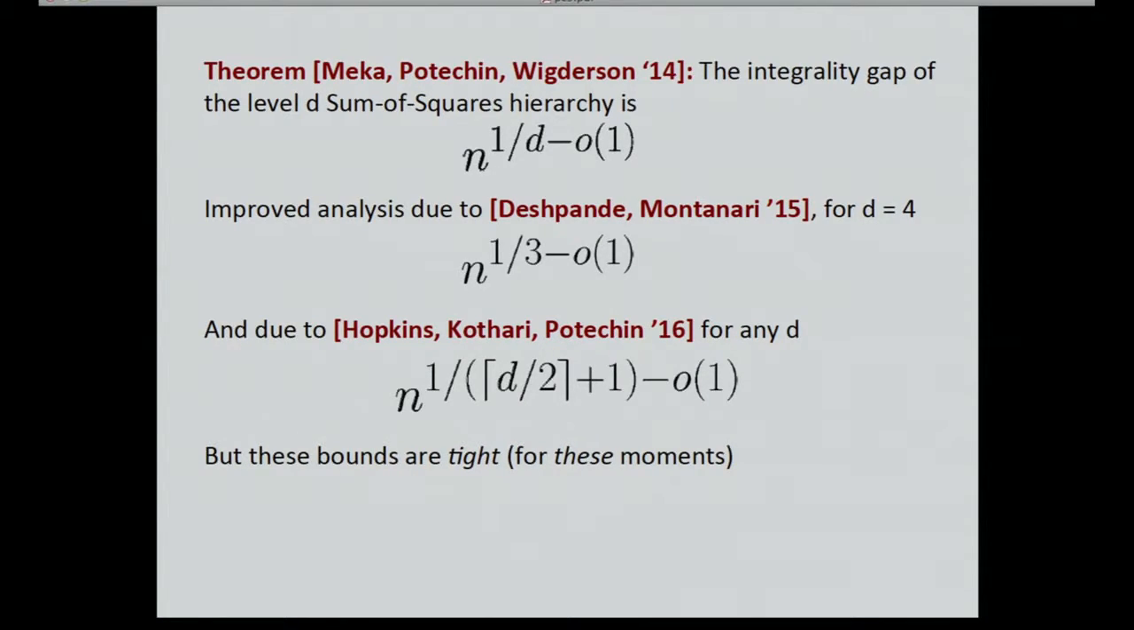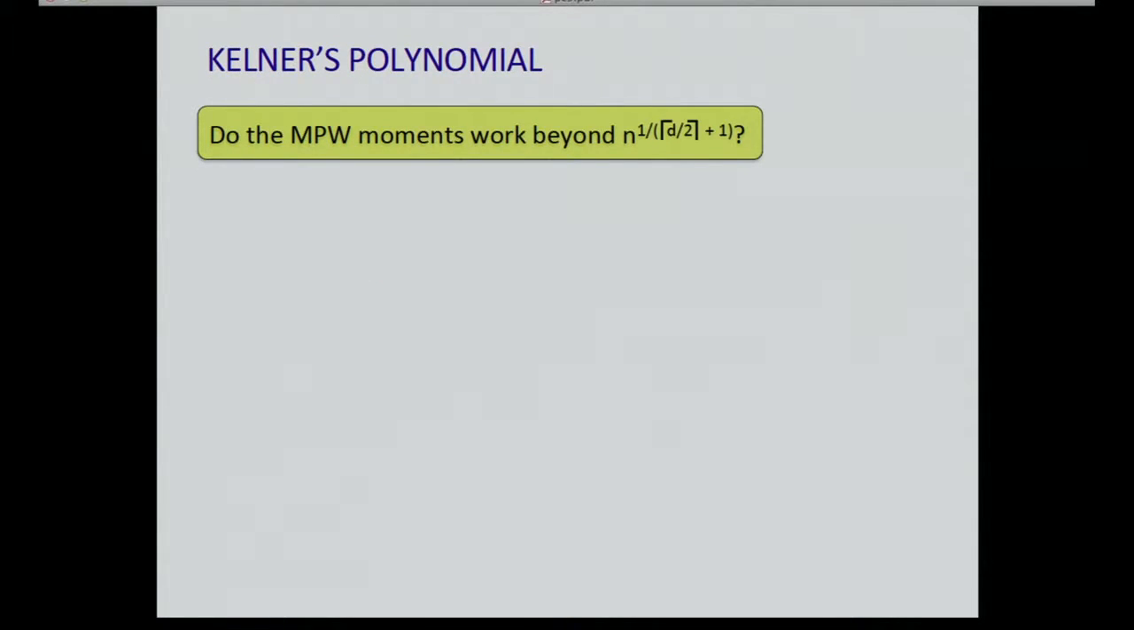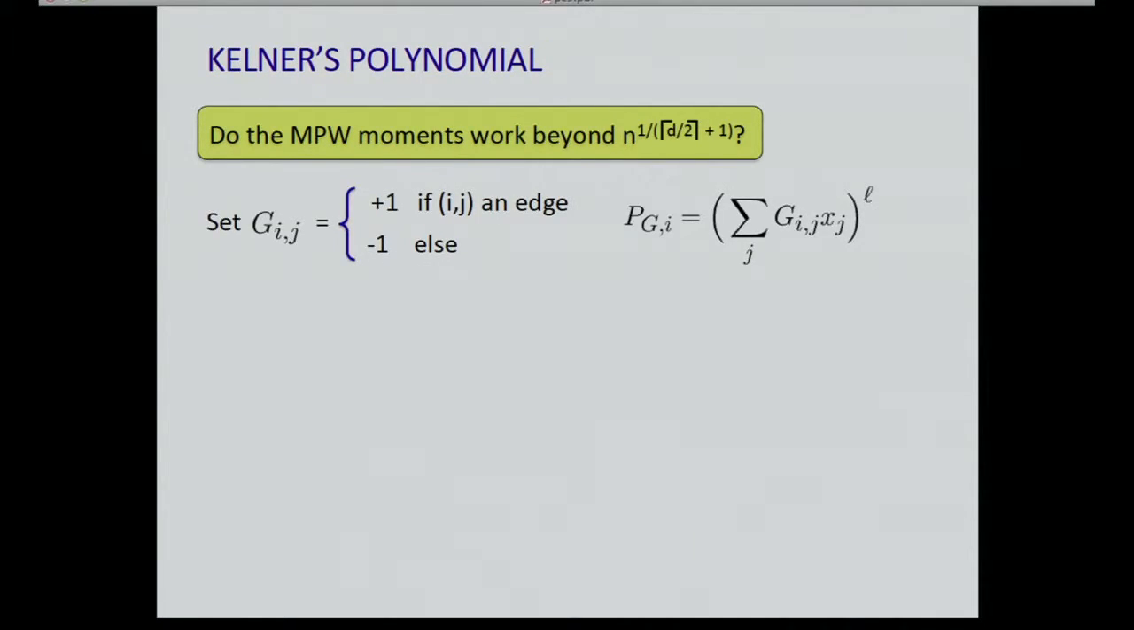That's one of the main things I want to emphasize, what goes wrong, because that's what's going to lead us to pseudo-calibration and to a type of computational Bayesian perspective. So this is one of the main technical parts I want to get across: what goes wrong with those moments. Here's an abstraction of what's going on. What I'm alluding to is the fact that these MPW moments do not work beyond this threshold. But the idea is to construct a polynomial that tells you something fishy is going on with the way these MPW moments are set.